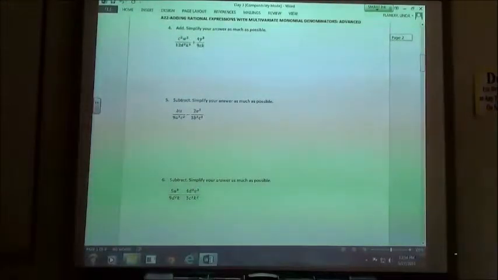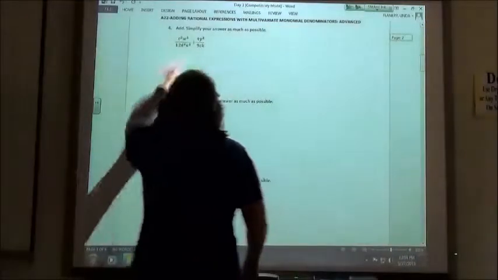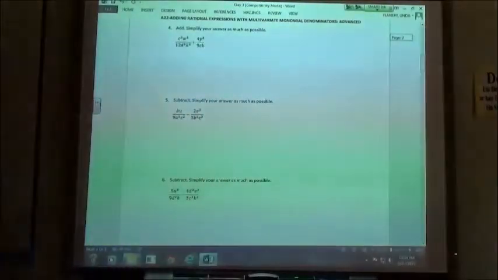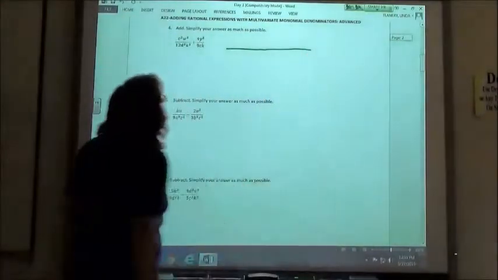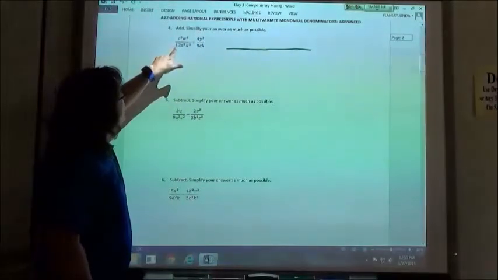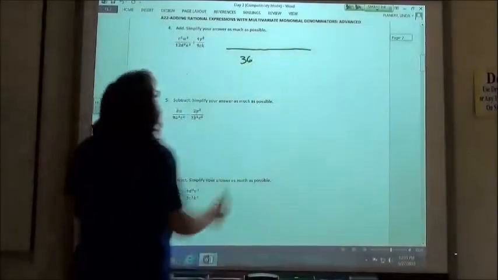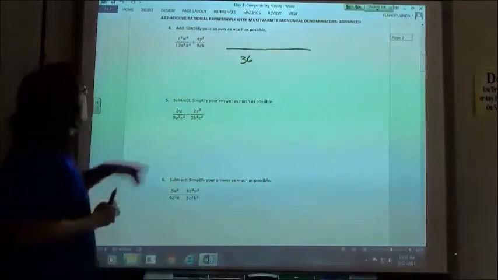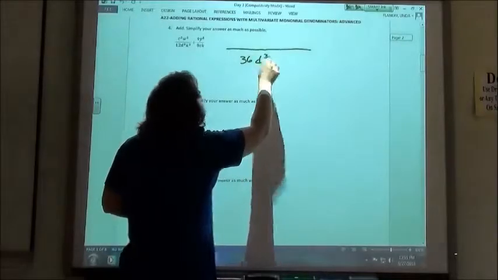4, 5, and 6, adding rational expressions with multivariate monomial denominators. Again, we're adding and subtracting fractions, so we have to find our common denominator by finding that least common multiple. So if I'm going to find my common denominator here, the least common multiple of 12 and 9 would be 36. And then with my variables, I have to use the higher one.